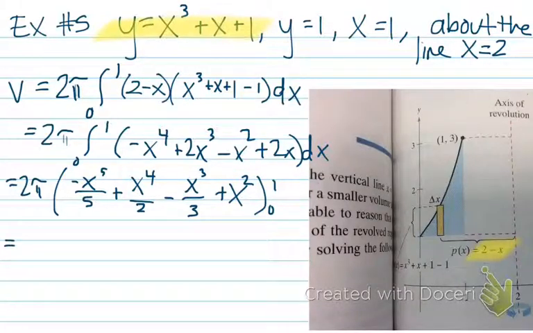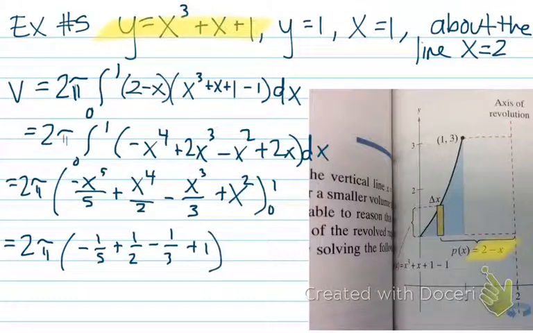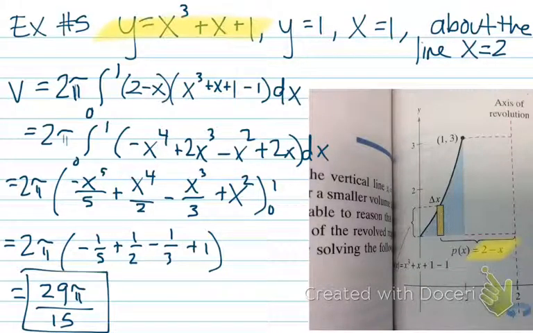So when I plug in 1 to these, I get 2 pi times negative 1/5 plus 1/2 minus 1/3 plus 1, and then the zeros will make it all go away. So when I finally simplify this, I get 29 pi over 15. So this one, obviously, the shell method was necessary, for sure necessary.